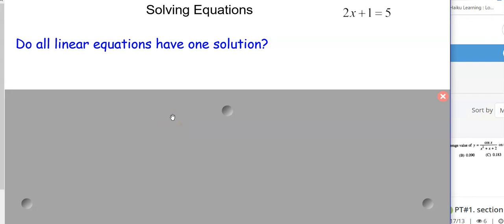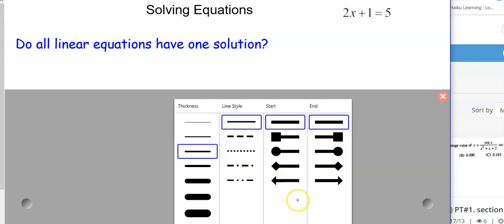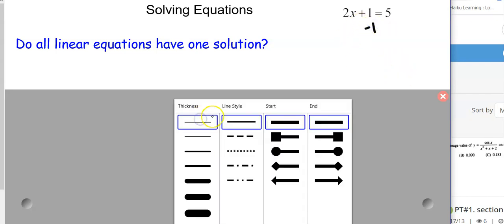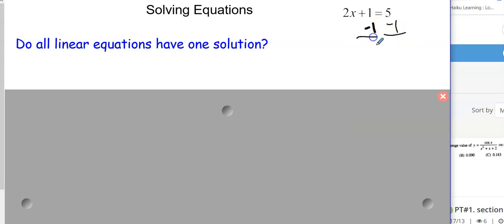So solving equations. If you're solving an equation like 2x plus 1 equals 5, you might subtract 1 from both sides, and you get 2x equals 4. Divide by 2, divide by 2, and you get x equals 2. And you can almost look at that and tell that x equals 2.